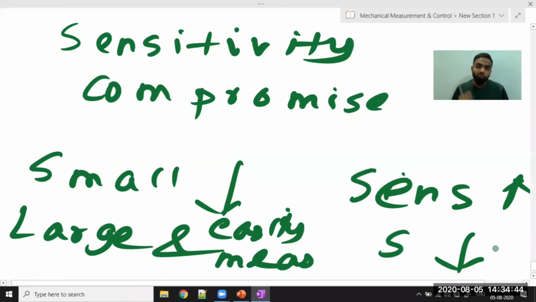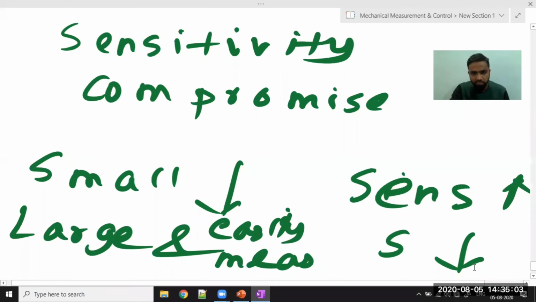Except for this point, we should never compromise on sensitivity. If the signal is small, we should never compromise on sensitivity. We can compromise somewhat on linearity of the instrument, but we cannot compromise on sensitivity. I hope that answers your question, the question that you have not even asked.